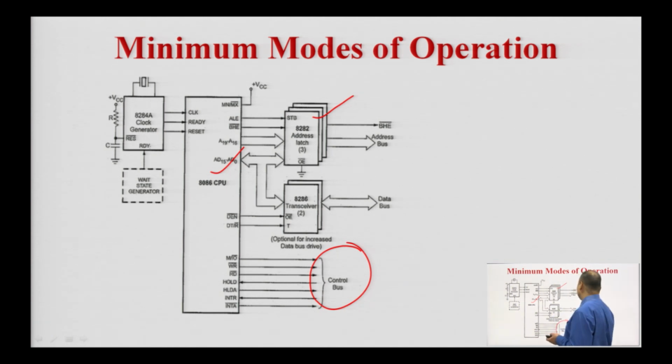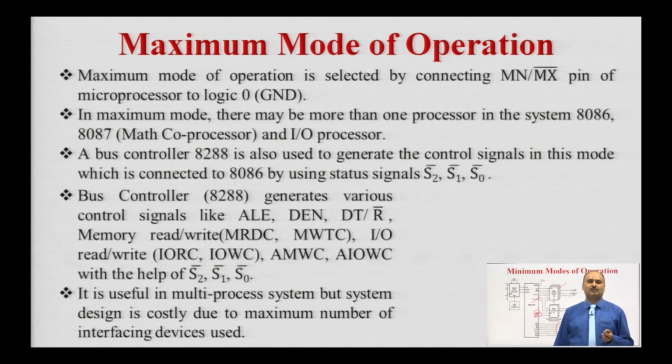Here the transceiver is used to enhance the driving capability of the data bus, which is used to connect the memory devices as well as the input output devices. To enable the transceiver, the data enable pin is connected to the output enable pin, and the data transmit and receive pin is used to control the direction, whether the data is transmitted or received. This is a dual purpose pin. If the logic is 1, data is transmitted, and if the logic is 0, data is received. So, the minimum mode of operation uses only one CPU, and this CPU is responsible for generating the control signals for the memory and input output devices.